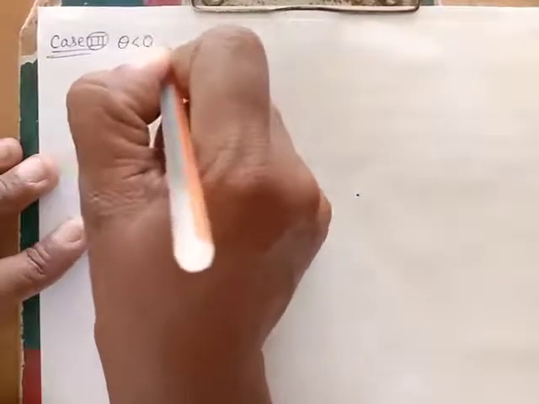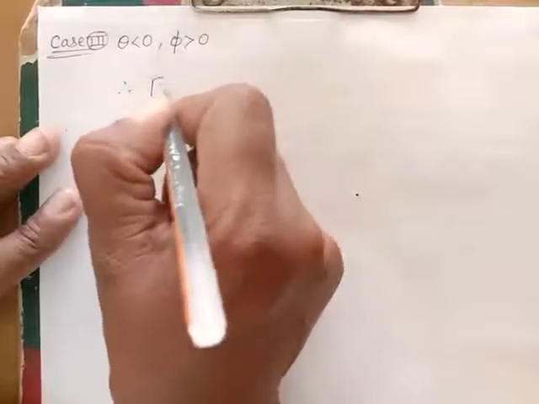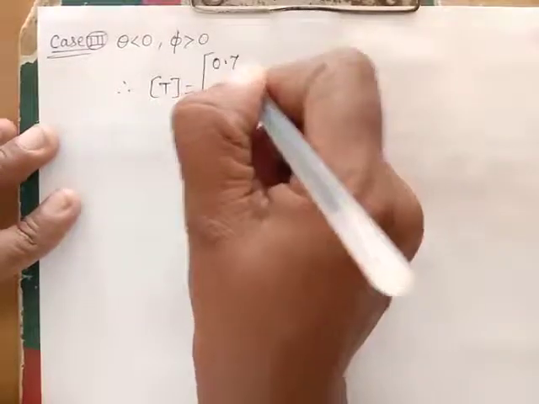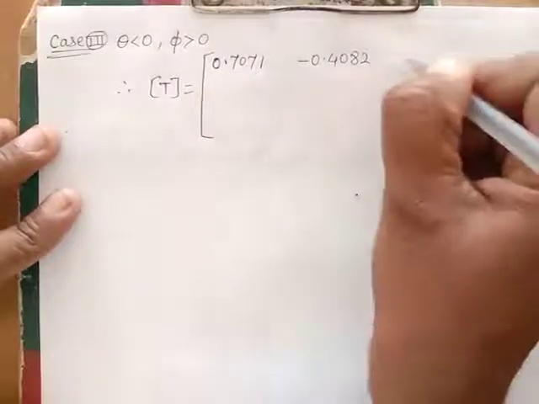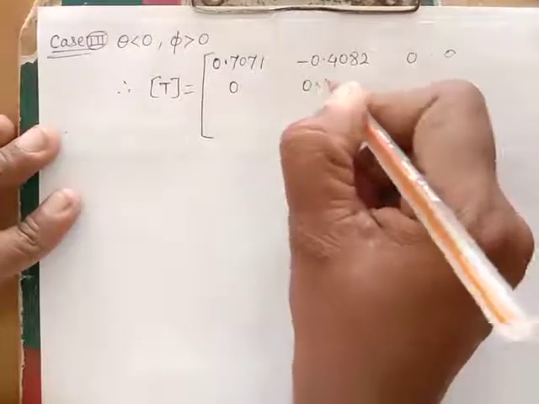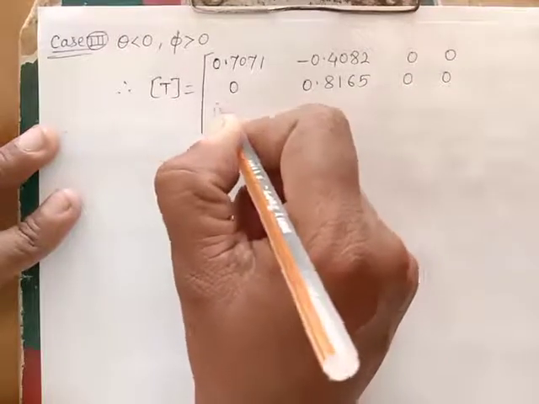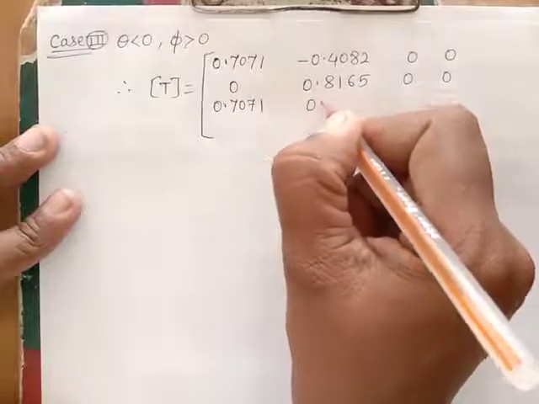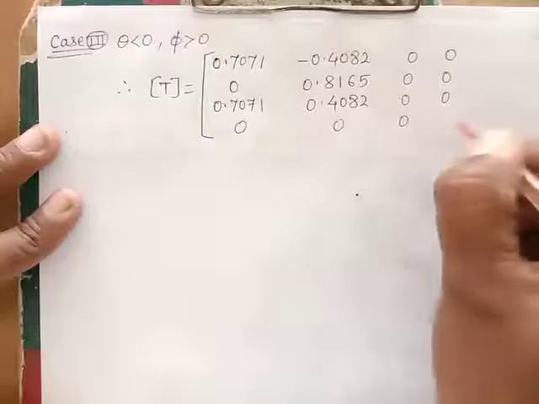Theta negative, phi positive. Therefore, what is P in that case? Now check on your own. I will write the matrix. You can check it. 0.7071, minus 0.4082, 0, 0; 0, 0.8165, 0, 0; here 0.7071, here 0.4082, 0, 0; 0, 0, 0, 1.